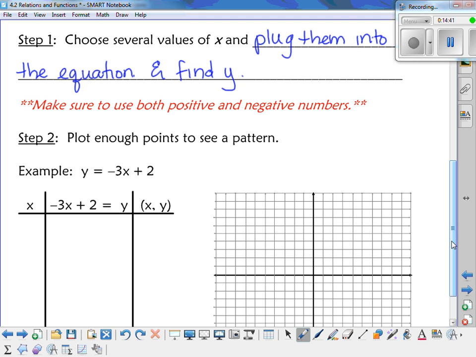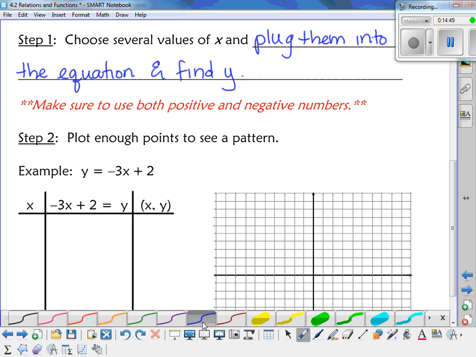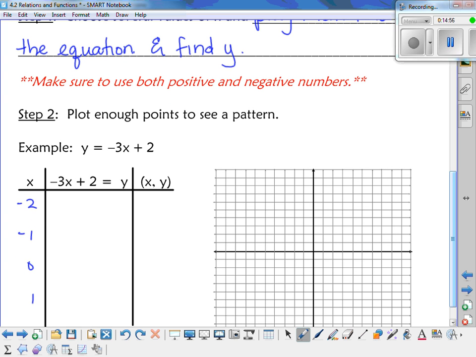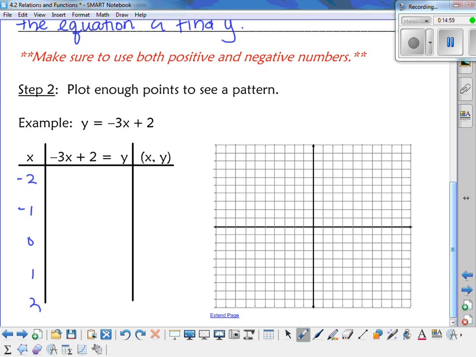So for my example, I've got y equals -3x plus 2. First I'm going to put in a -2, a -1, a 0, a 1, and a 2. So if I plug in -2, that means I'm doing -3 times -2 plus 2. And so that gives me 6 plus 2, which is 8, right? So if my x value is -2, then my y value is 8. And so I can graph that. -2, +8 would be right there on the graph.